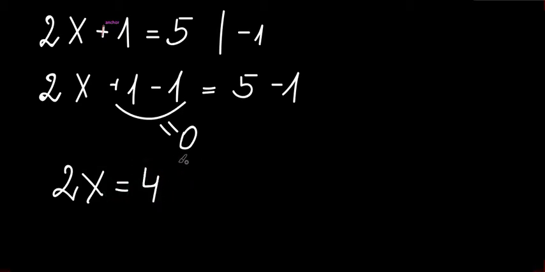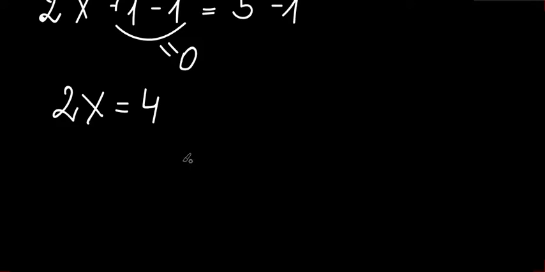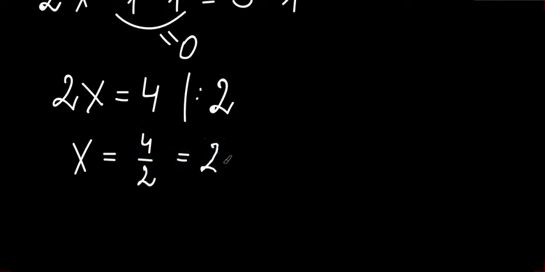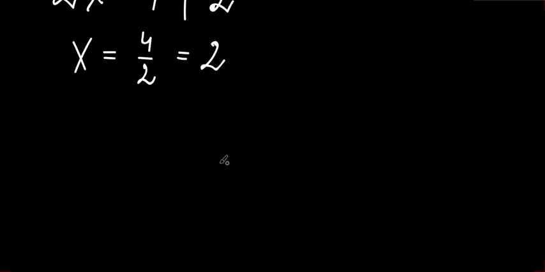Now we can divide both sides by 2, just as we did in the previous example. So let's do that. Divide both sides by 2. I won't write 2 divided by 2 again. So x is equal to 4 over 2. I'll write that, okay? And that gives us that x is 2. Okay, so let's move to another example.